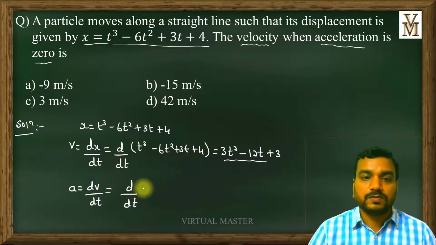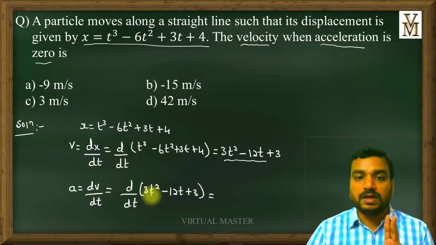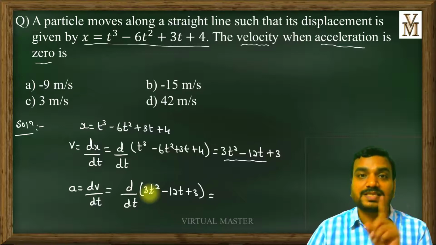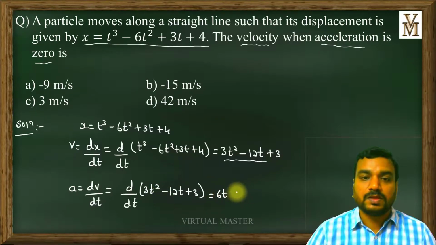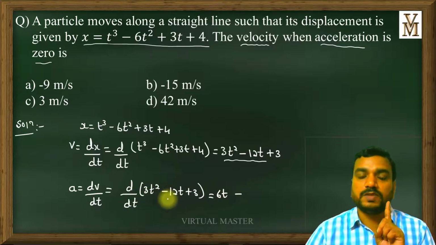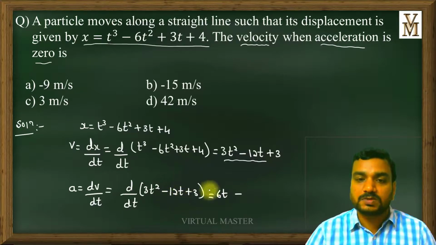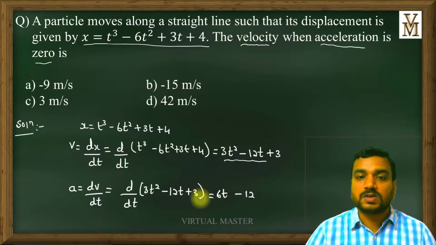d by dt of 3t square minus 12t plus 3. Okay. Now differentiation of t square is 2t and differentiation of 3t square is equal to 6t. Okay. t square is 2t, right? 2 into 3 is 6. So I am going to get 6t. Minus, differentiation of t is 1, so differentiation of minus 12t will be equal to minus 12 and differentiation of constant is 0. So the equation for acceleration is 6t minus 12.